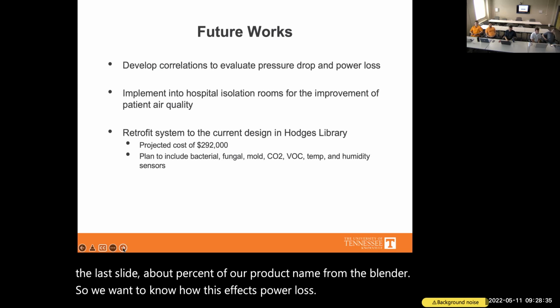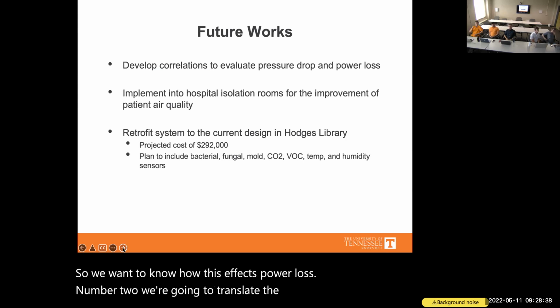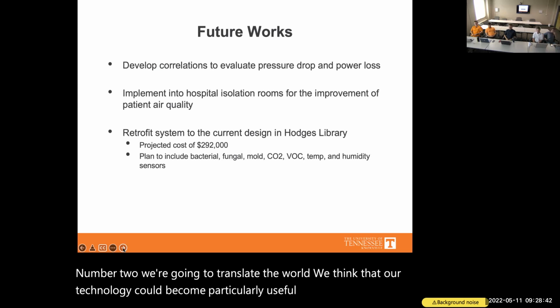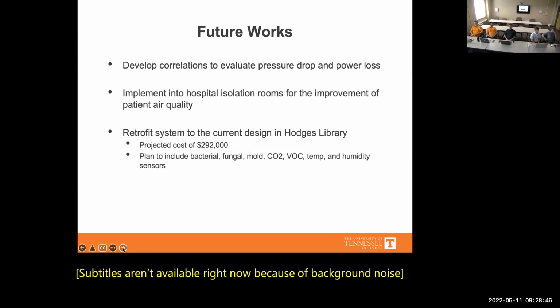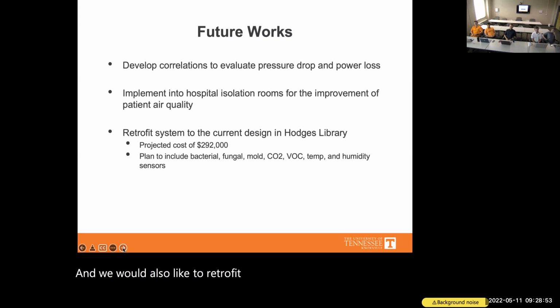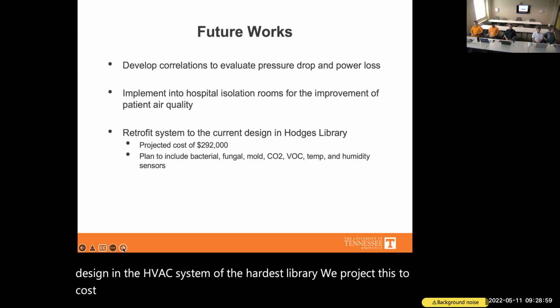Number two, given the current state of the world, we think that our technology could become particularly useful in hospital isolation rooms to combat things like COVID-19 and improve the overall patient air quality in the room. We would also like to retrofit our system into the current design of the HVAC system of the Hodges Library. We project this to cost just under $300,000, and we plan to include bacterial, fungal, mold, CO2, VOC, temperature, and humidity sensors.